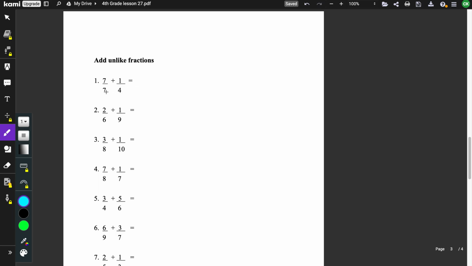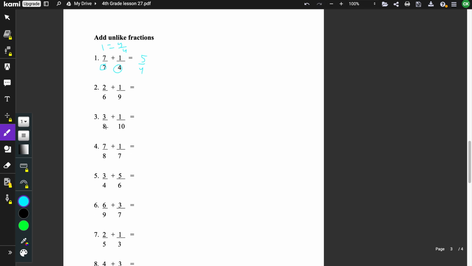Alright, moving on, we're going to do some unlike fractions. What's important is that you need to make the denominators the same. For number 1, 7/7 is actually just 1, so 1 could be converted to 4/4. So 4/4 plus 1/4 is 5/4. Number 3, 3/8 and 1/10. A simple way to do this is to use a common denominator of 40. Multiplying 3/8 by 5 gives 15/40, and 1/10 becomes 4/40, and that should give you 19/40.